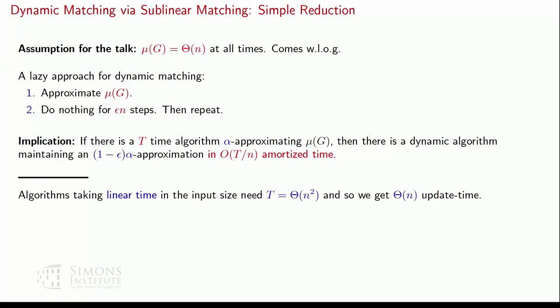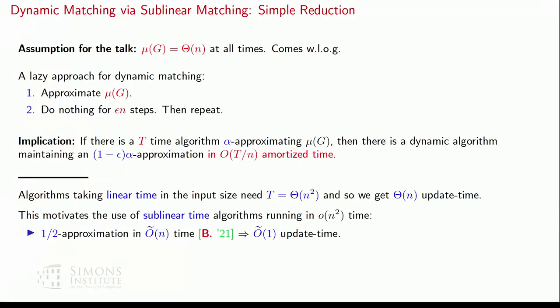So what does this imply? First of all, I want to mention that if this algorithm t is not sublinear, if you're going to spend n squared time if the graph is dense, then even if you amortize it over n updates, you're still going to have to pay n update time for an average update. So the update time would not be better than n, and all of the previous work really just wants to get much better than n. So this motivates the use of sublinear algorithms for this algorithm t.